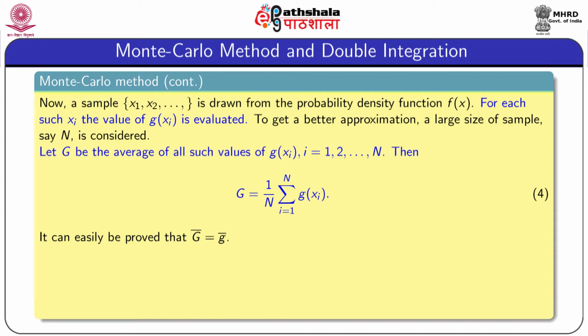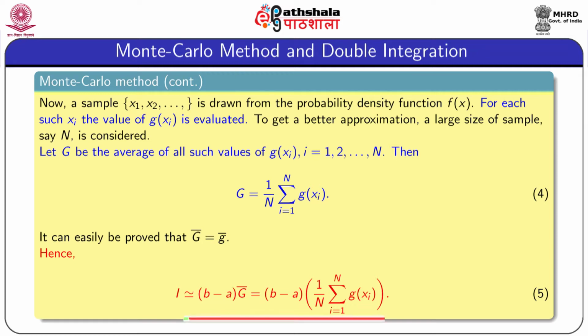It can easily be proved that g bar equals small g bar, where the bar represents the expected value of the corresponding quantity. That means we can prove that the expected value of capital G is equal to the expected value of small g. Using this result we can write the given integration I as approximately equal to (b minus a) times g bar, the expected value of capital G, which is equal to (b minus a) times 1 by N times the summation from i equal to 1 to N of g(xi). So, this expression, equation 5, gives the integration of g(x) dx from a to b.